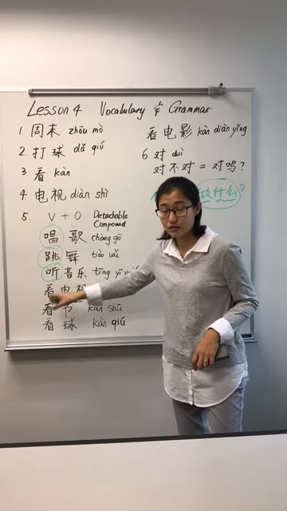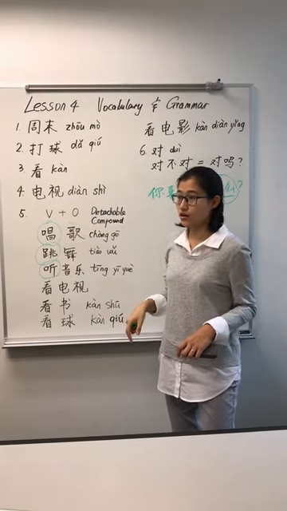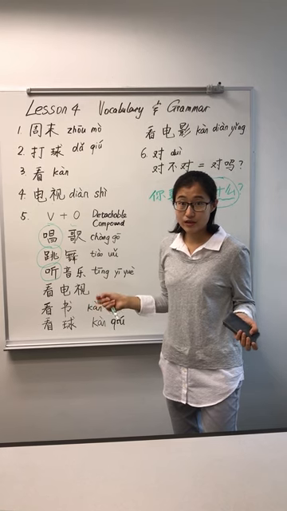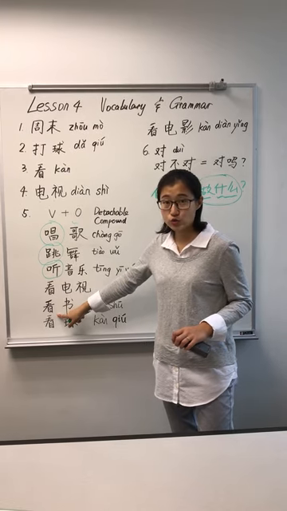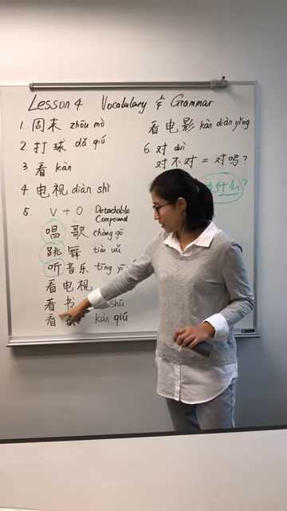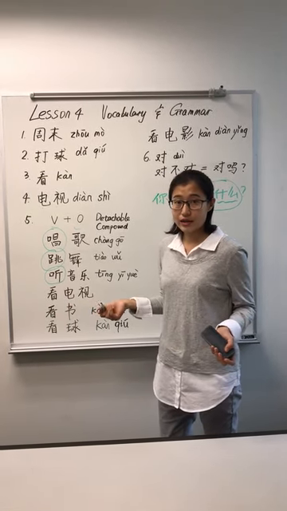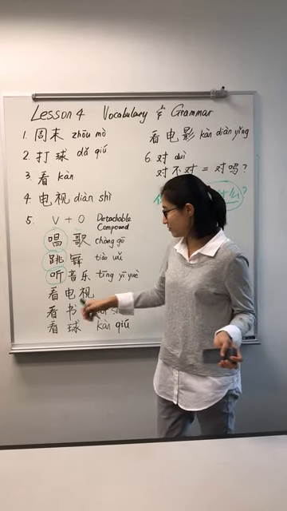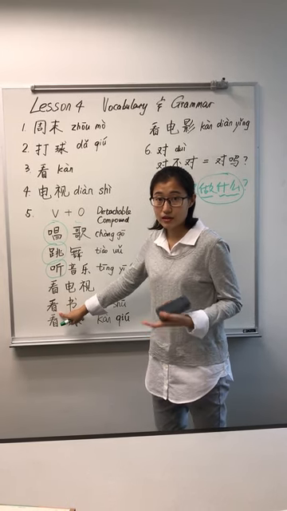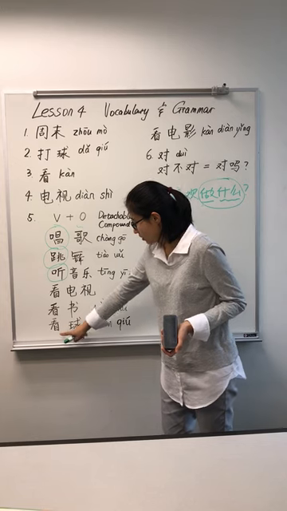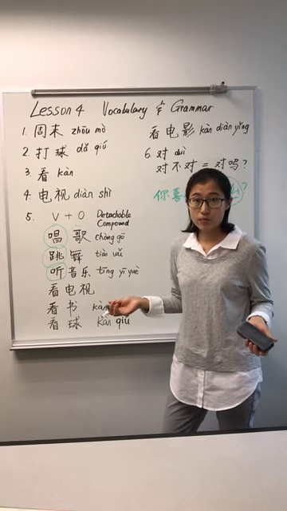Next one. 看 Look, watch. 看电视, watching TV. 我喜欢看电视。看书。书 means book. So, I like reading. But even we don't use read here. We use 看. The 看 here means read. 看球. 看球 means watch a ball game.